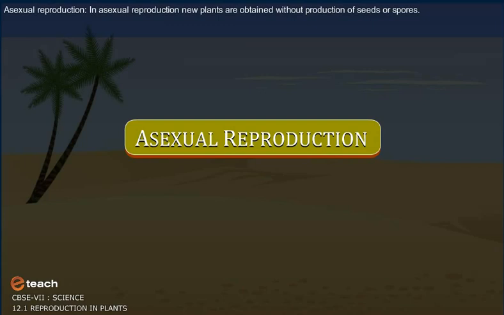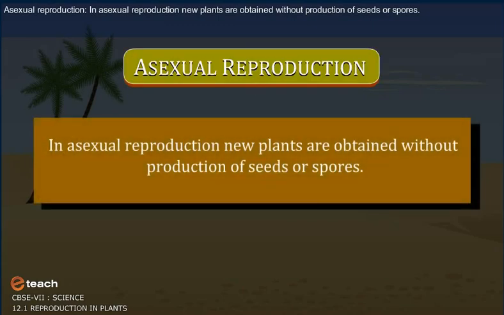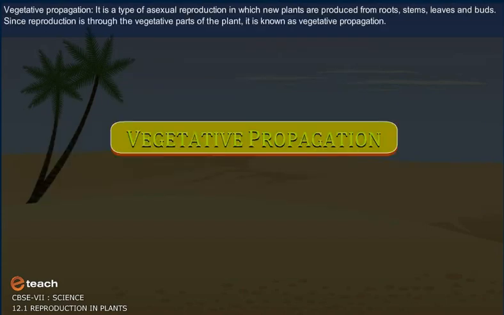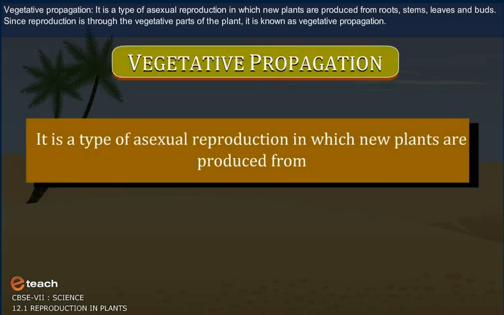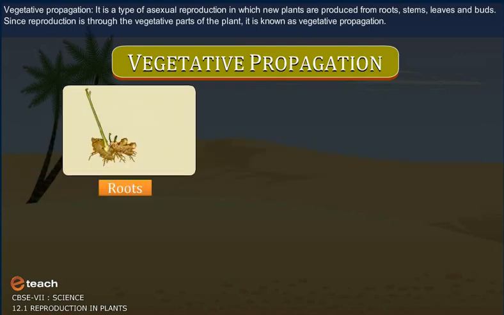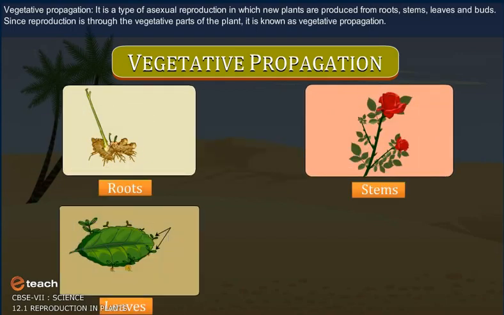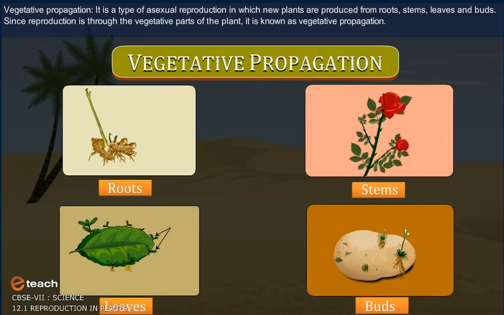Asexual reproduction. In asexual reproduction, new plants are obtained without production of seeds or spores. Vegetative propagation. It is a type of asexual reproduction in which new plants are produced from roots, stems, leaves, and buds. Since reproduction is through the vegetative parts of the plant, it is known as vegetative propagation.